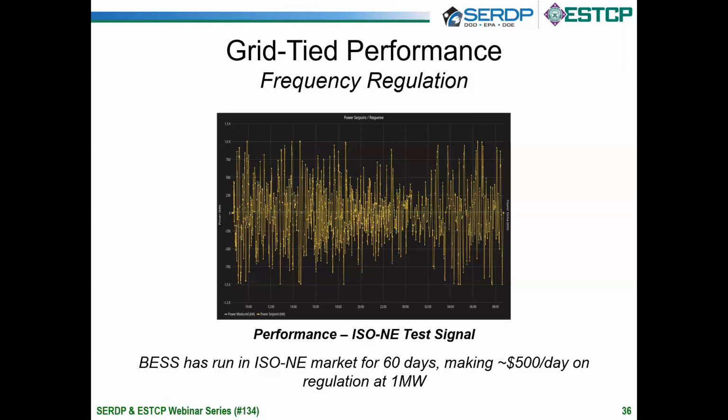This is the primary day-to-day use case for this battery, to run frequency regulation and generate revenue that way. So most of the time, this system will be doing that.